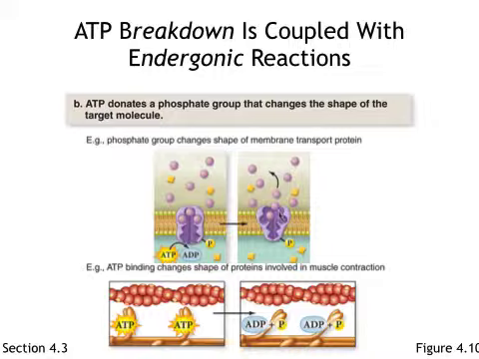Another example is changing the shape of muscle proteins. ATP phosphorylates muscle proteins called myosin, which changes their shape. And so that pushes the muscle cells, it makes them move. And this is how your muscles contract, by ATP being broken down, donating its phosphate group to a protein, and changing the shape of that protein. In this case, with muscle cells, it changes the shape of the myosin, and that makes that fiber move. Okay.